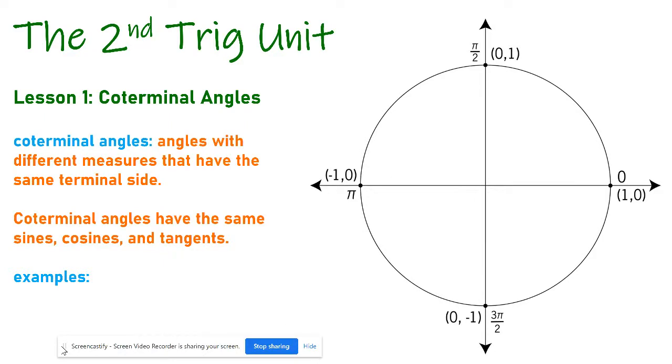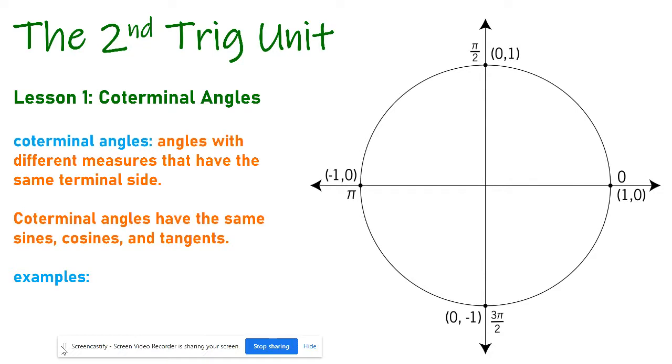All right, we're starting the second trig unit, and we're starting with coterminal angles. This is actually a concept that's come up before. We just haven't used this terminology. Coterminal angles are angles with different measurements that have the same terminal side.